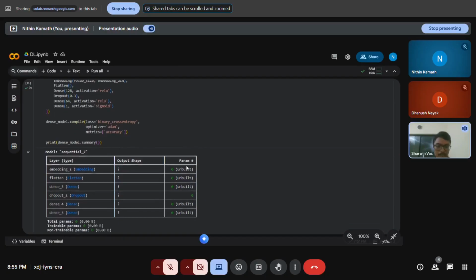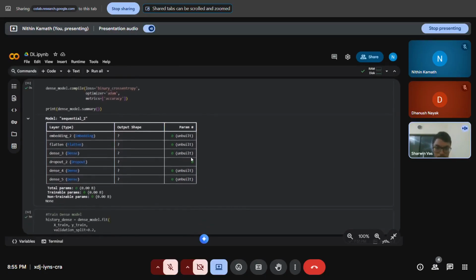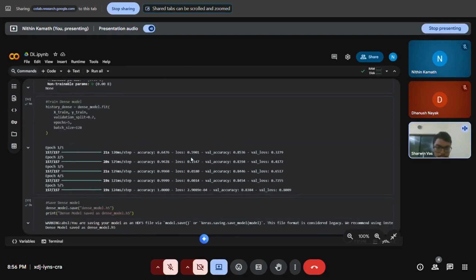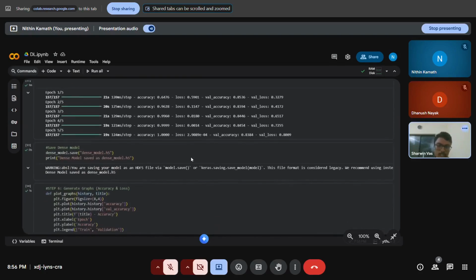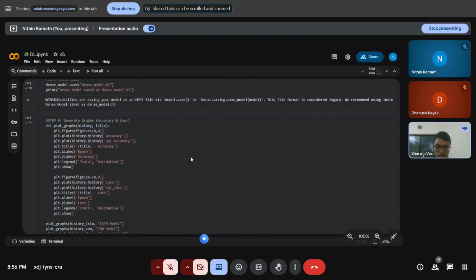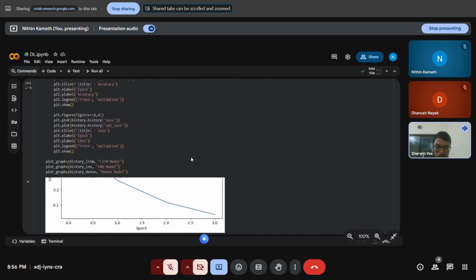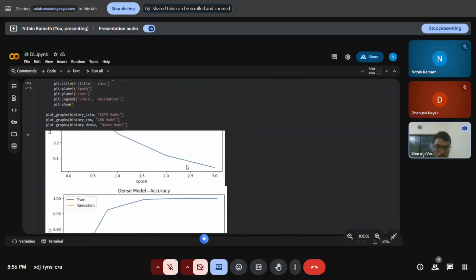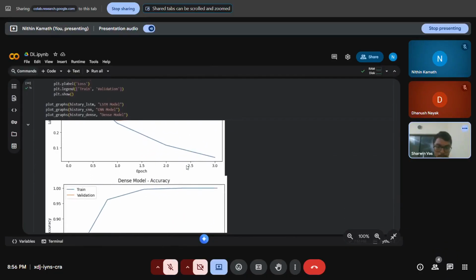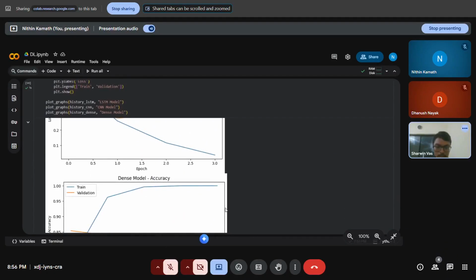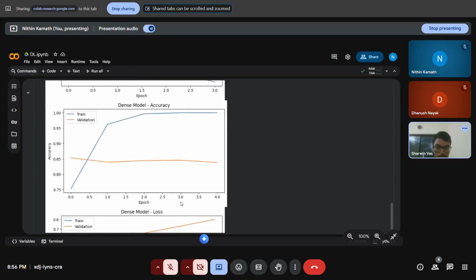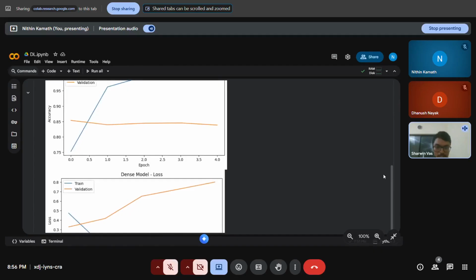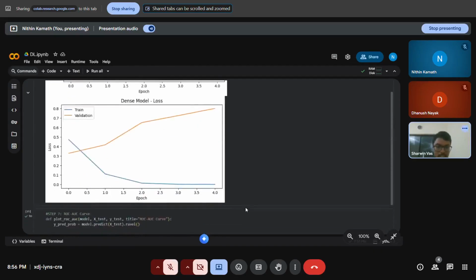Then we plotted two graphs for each model. One is accuracy versus epochs, the other is loss versus epochs. These graphs help us observe how fast the model learns, whether it is overfitting, and whether validation accuracy matches training accuracy. LSTM generally shows smoother learning because of sequence understanding.